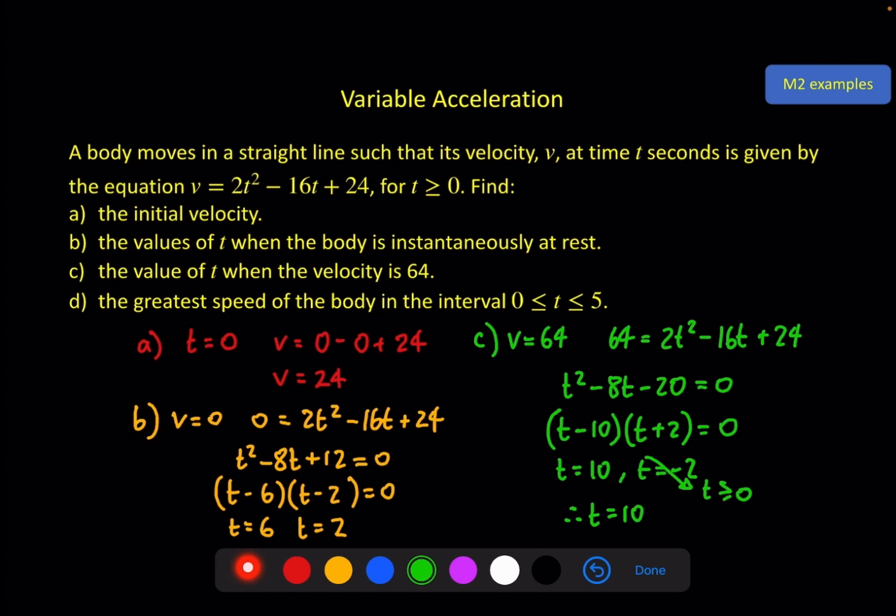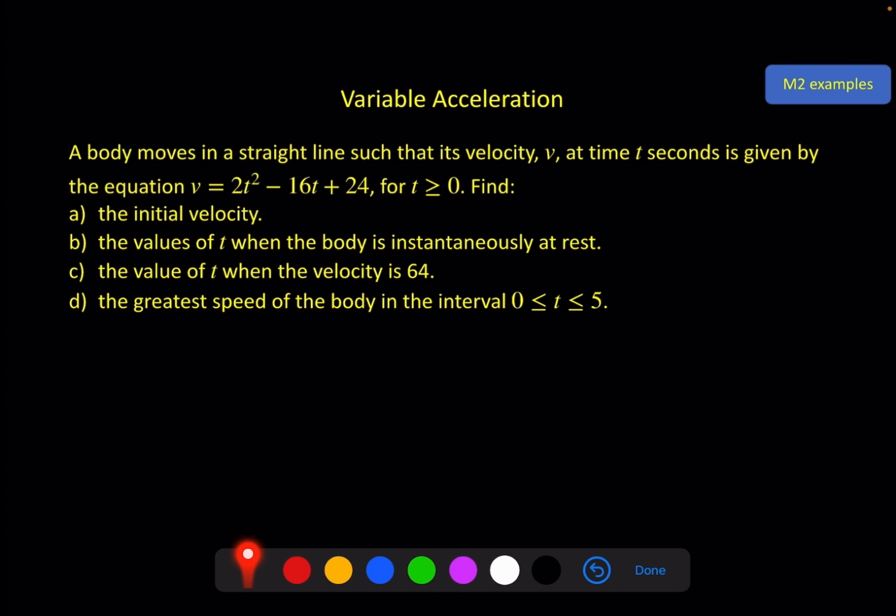Part D is a little bit more interesting. We need to find the greatest speed of the body in the interval from 0 to 5. I need a bit more room for this. The reason I say it's a bit more interesting is because the phrase the greatest speed immediately makes me think of a maximum point, a turning point. And we know a couple of different ways to find a turning point. One of them is differentiation, but we'll leave that to another video. Another way is to complete the square.